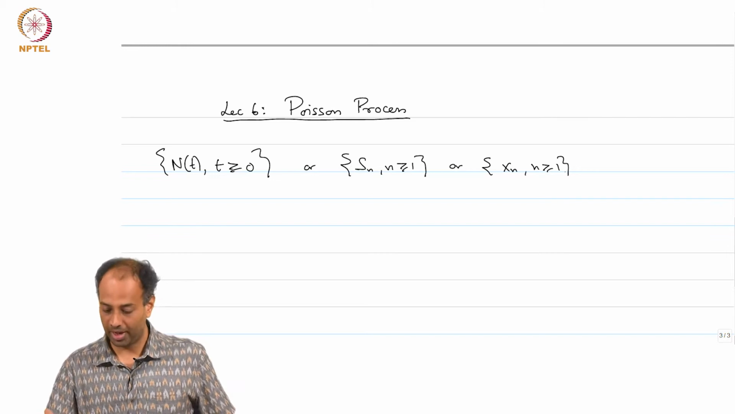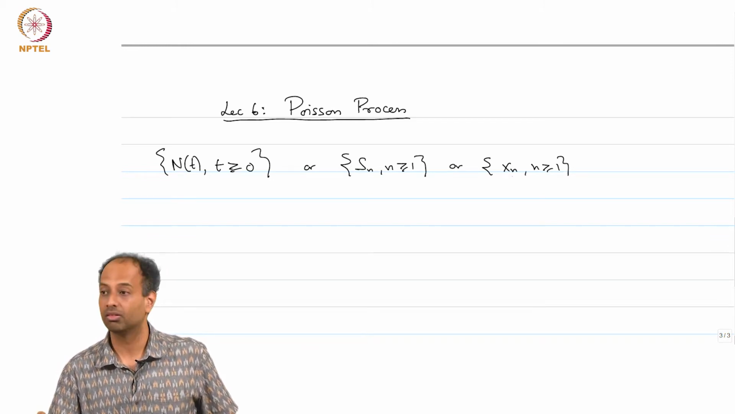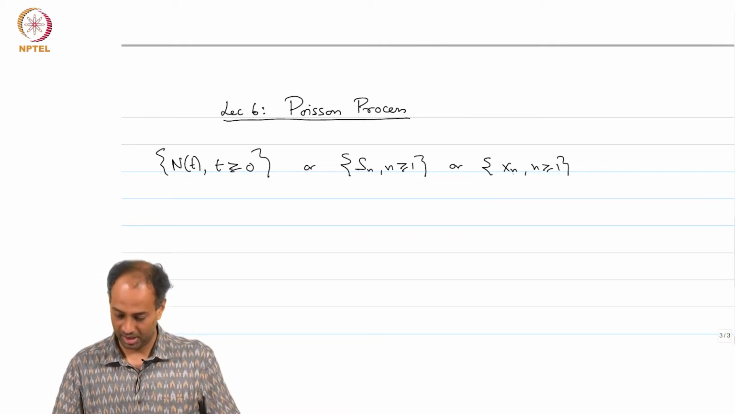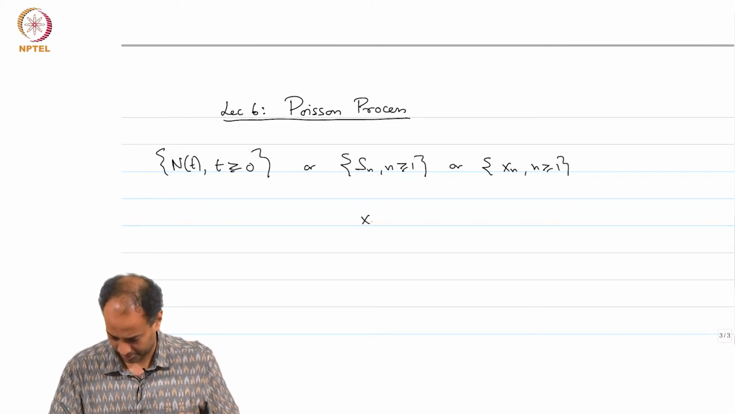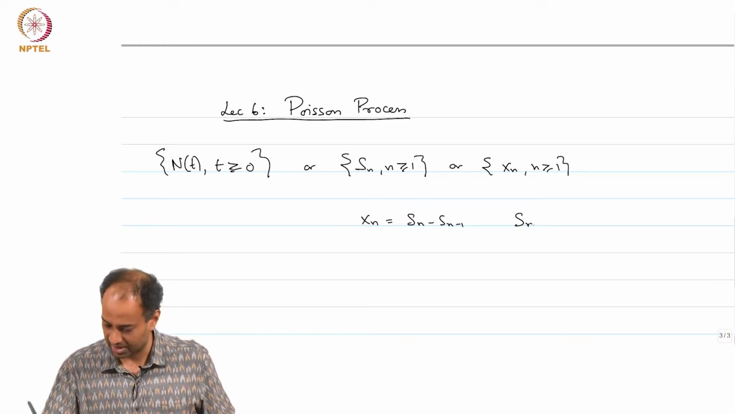We know how to go back and forth between the arrival epochs S_n and the inter-arrival times X_n. There is a simple relationship, in particular, that we know, and likewise S_n can be obtained from the X_i's using that.